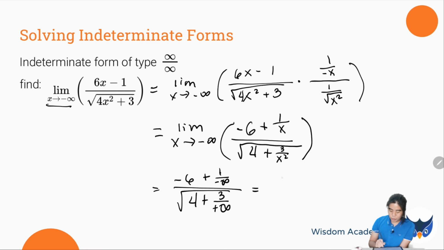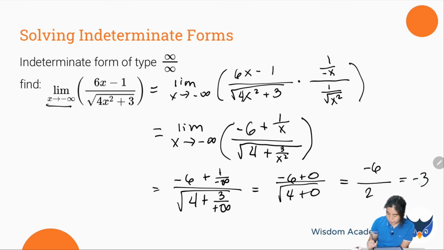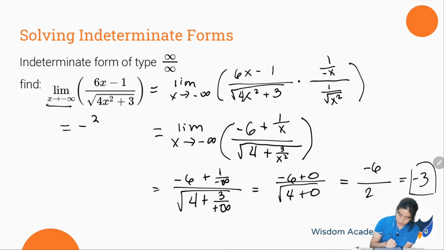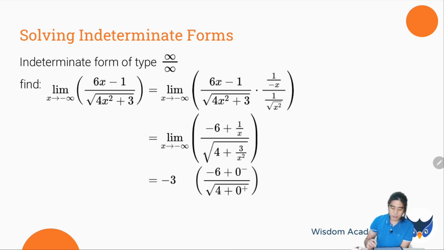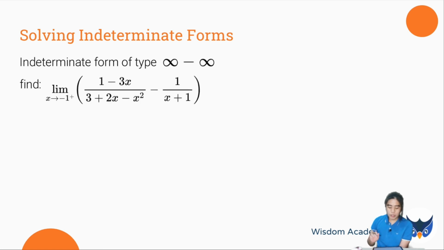Is equal to negative 6 plus 0 over square root of 4 plus 0. This will be equal to negative 6 over 2, which will be equal to negative 3. So the limit of this function as x approaches negative infinity is negative 3. So, tama naman yung nakuha nating sagot. So now, proceeding to our next example.